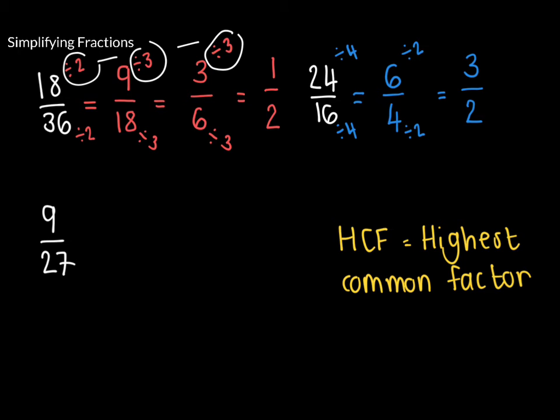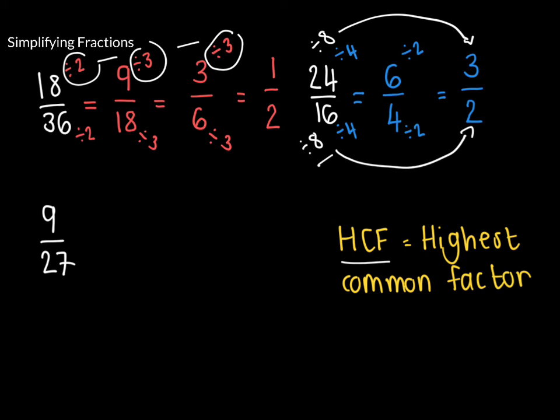Or we could have written 24 divided by 8 and 16 divided by 8, because 8 would be the HCF. It would be the highest common factor, the biggest number that could go into both 16 and 24. If we divided 24 by 8, we would have gone straight to 3, and if we divided 16 by 8, we would have gone straight to 2. So we wouldn't have had to do everything here in the middle that's in blue. We would have gone straight to the answer.